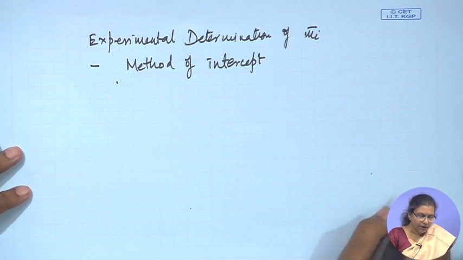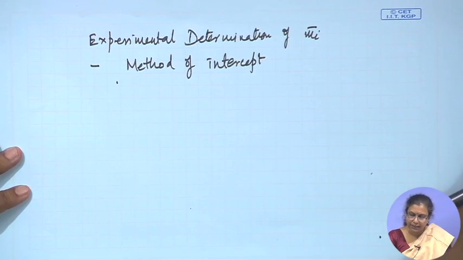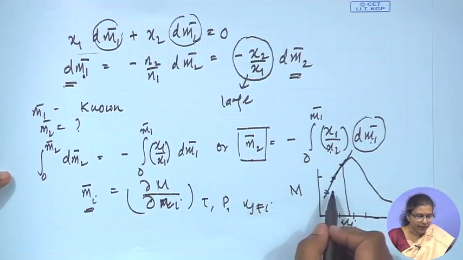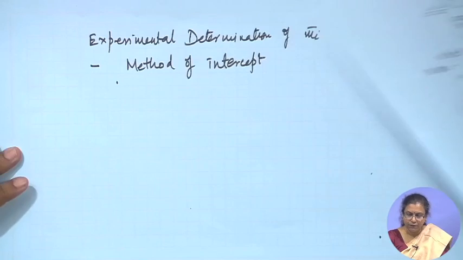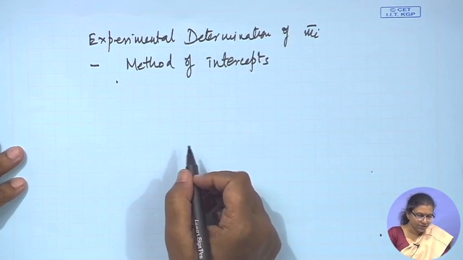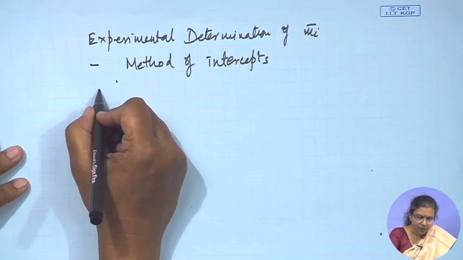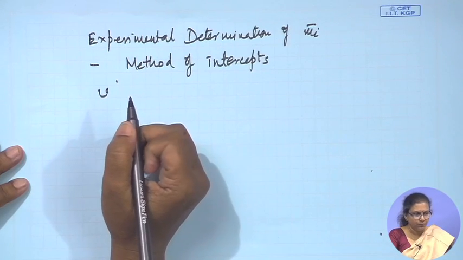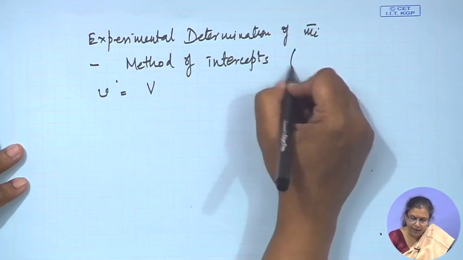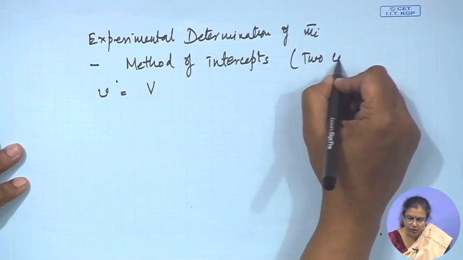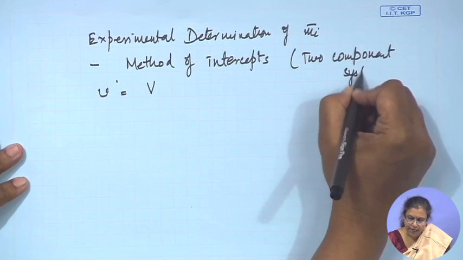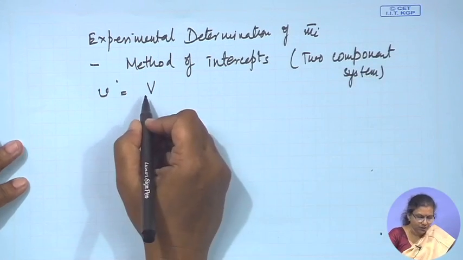Now, definitely you must remember that direct numerical differentiation, as I was just telling, can be done, but this is not very accurate. So, therefore, this method of intercepts has been adopted. Now, what is this method of intercepts? We know the molar volume of a mixture. Again we use it for a two component system, say component A and component B. What is V?